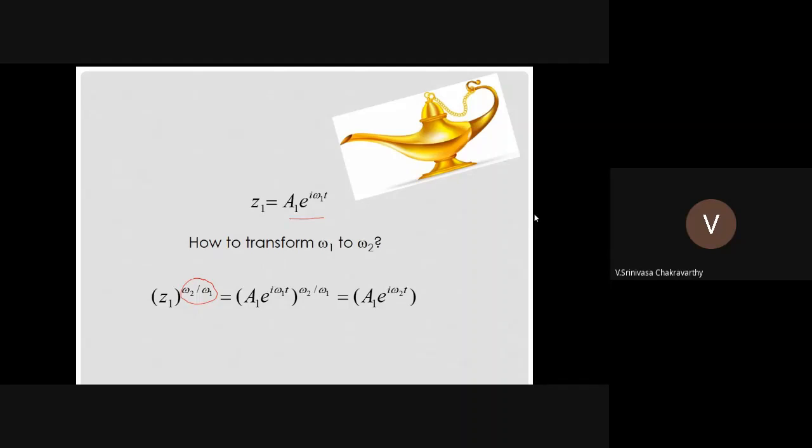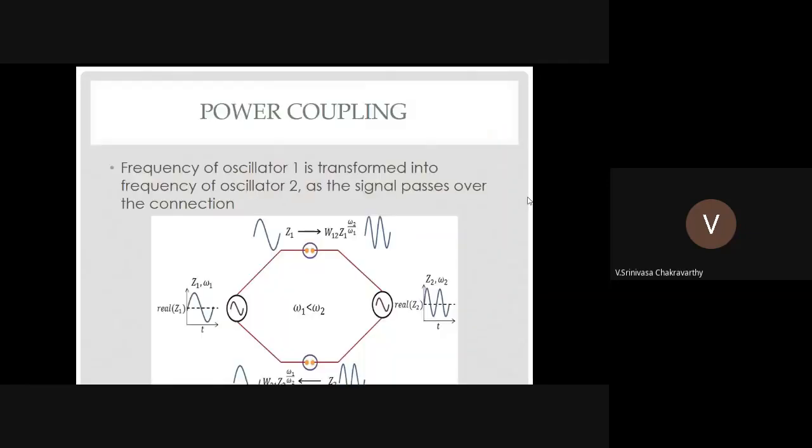If you are using complex variables, suppose this Z1 is oscillating at omega 1. So the state can be represented as A1 times e to the power i omega 1 t. Then if you just raise it to the power omega 2 by omega 1, with simple algebra, you get A1 times e to the power i omega 2 t. So you can convert an oscillation at omega 1 into an oscillation at omega 2 simply by raising that complex variable to a real power, omega 2 by omega 1, the frequency ratio. That's what we call power coupling, because the oscillation frequency goes into the exponent.